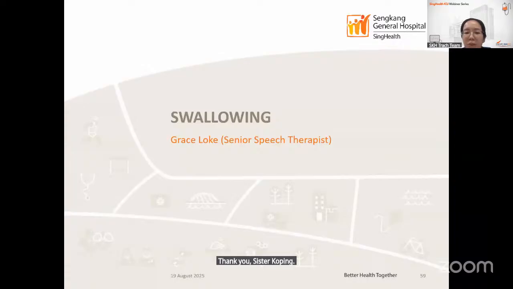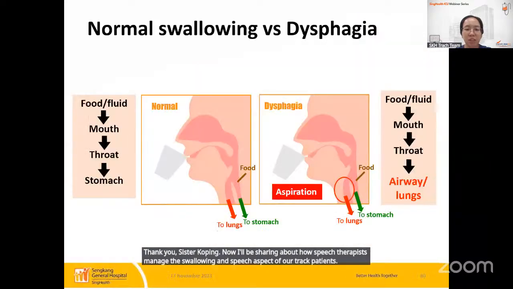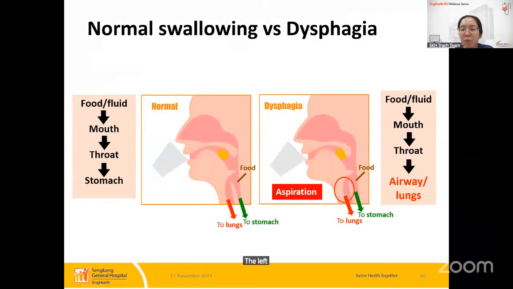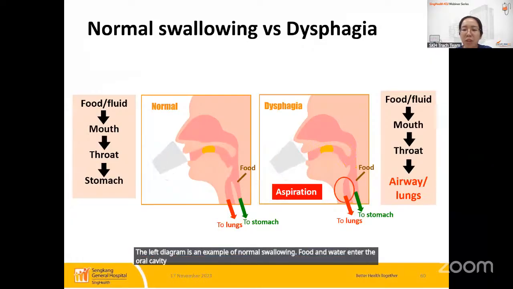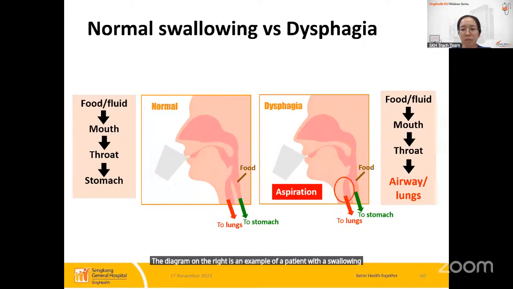Now I'll be sharing about how speech therapists manage the swallowing and speech aspect of our trach patients. The left diagram is an example of normal swallowing. Food and water enter the oral cavity and are broken down into smaller pieces. When the patient swallows, the epiglottis closes to protect the airway, and the bolus gets squeezed past the pharynx into the esophagus. The diagram on the right is an example of a patient with a swallowing difficulty, also known as dysphagia. You can see the food or fluid particles entering the airway, which might lead to a lung infection.